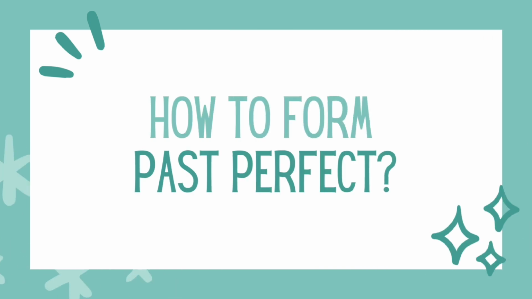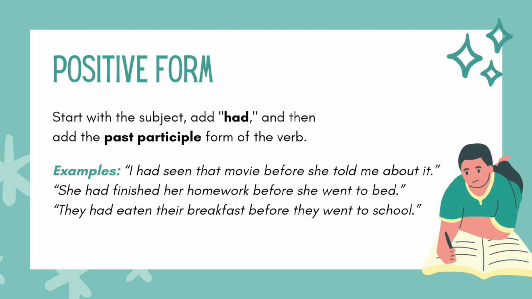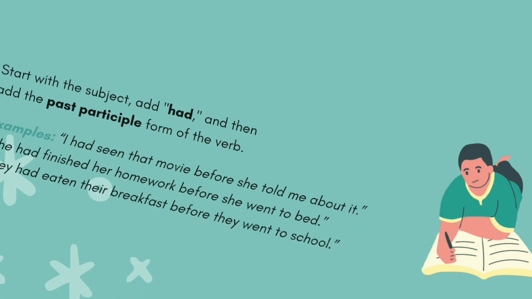How to form past perfect tense? Positive form. Start with the subject, add had, and then add the past participle form of the verb. Example, I had seen that movie before she told me about it. She had finished her homework before she went to bed. They had eaten their breakfast before they went to school.